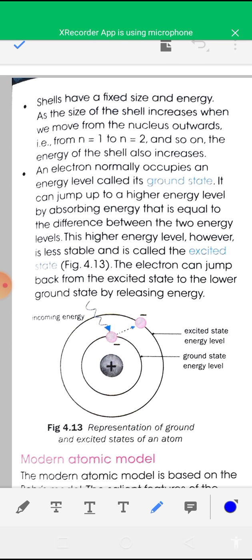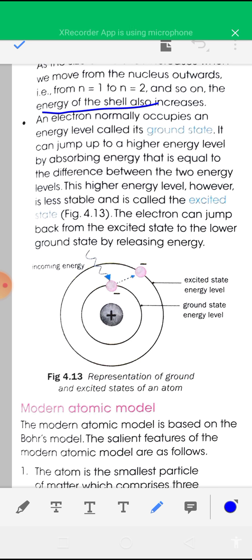Second point, each shell has a fixed size and energy around the nucleus, and as the size of the shell increases, when we move from the nucleus outwards, that is from shell 1 to shell 2 and shell 2 to shell 3, the energy of the shell also increases.